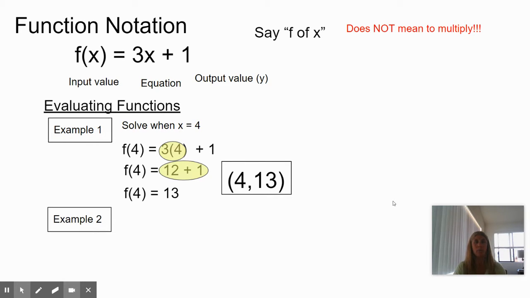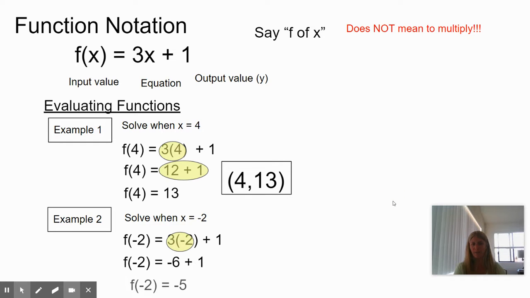So for example 2, we're going to solve when x is equal to -2. Same exact situation. We're going to plug in for each of our x's. So we're going to have f of -2 is equal to 3 times -2 plus 1. We leave the left alone. We don't touch it. We don't deal with it. All we do is look at the right-hand side and solve it with order of operations. So 3 times -2 is -6, and -6 plus 1 is -5.